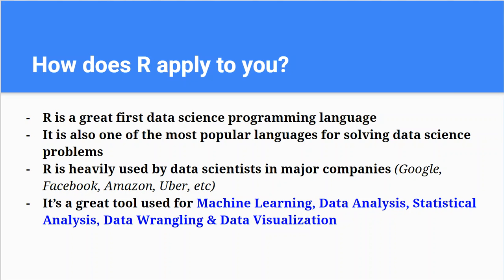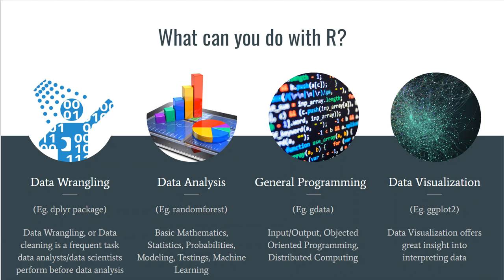It's also a great tool used for machine learning, data analysis, statistical analysis, data wrangling, and data visualization. So what can you do with R? Well, there are many functions to R, but here are 4 main reasons why people use R. The first would be data wrangling. So what is data wrangling? Data wrangling is the process of cleaning messy and complex data, which is why companies usually call it data cleaning. It is often performed by data analysts or data scientists before the analysis itself.